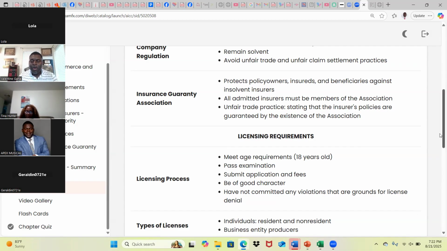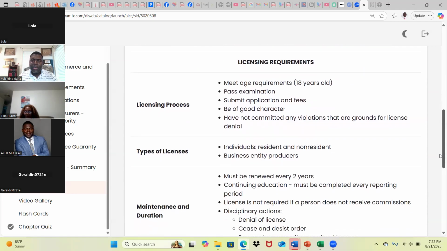Licensing requirements for all states that I've seen: you have to be 18 years and above. You have to pass a licensing examination. You have to submit and pay your application fees. You have to be of good character. Pay attention to that. That's why when you register for a company like WFG, they'll run a background check.